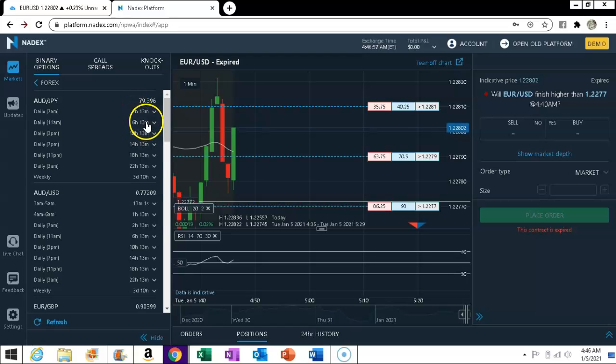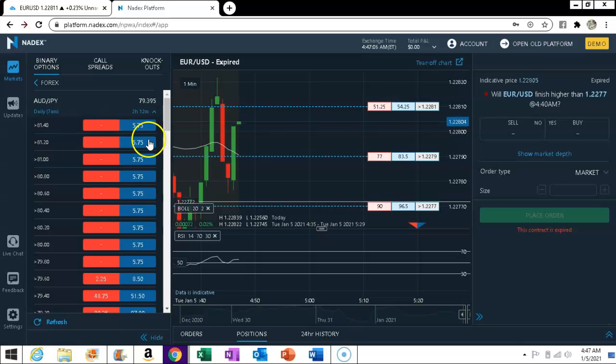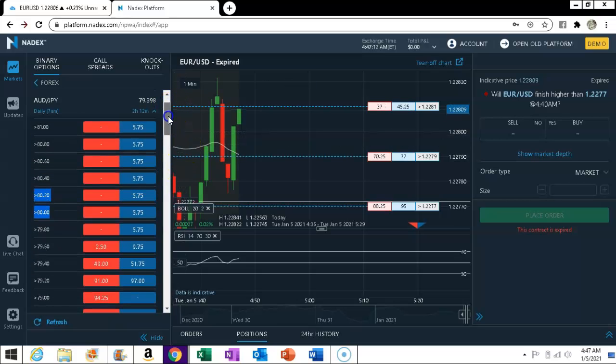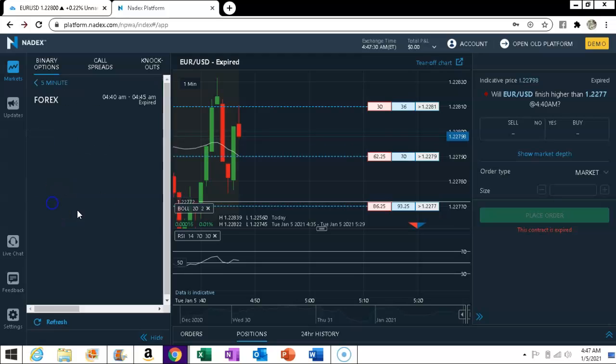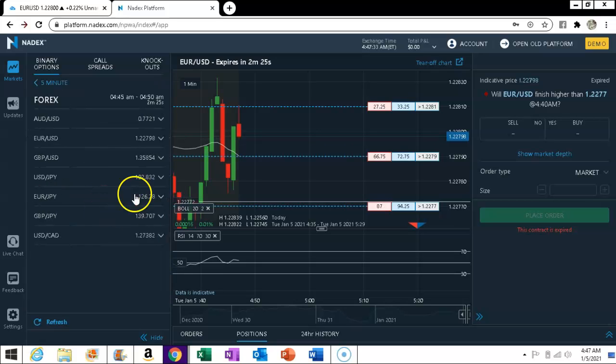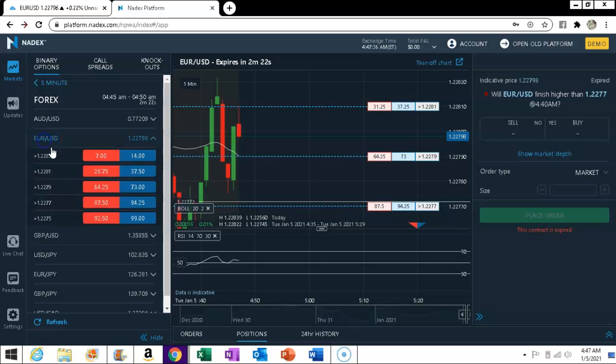And for newcomers, it is often suggested that you trade during these time frames because you have way more options. 5 minutes may be way too risky for newcomers. These are the only 3 that are left for this 2-hour binary option. But I trade the 5 minutes. So I choose 5 minutes, and my favorite pair is the Euro USD. So I just focus on the Euro USD.